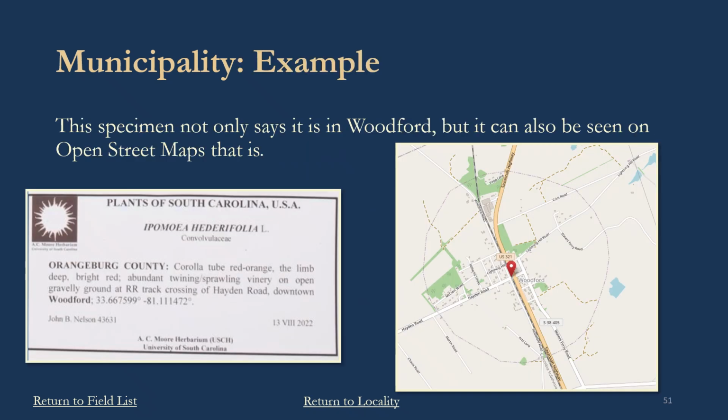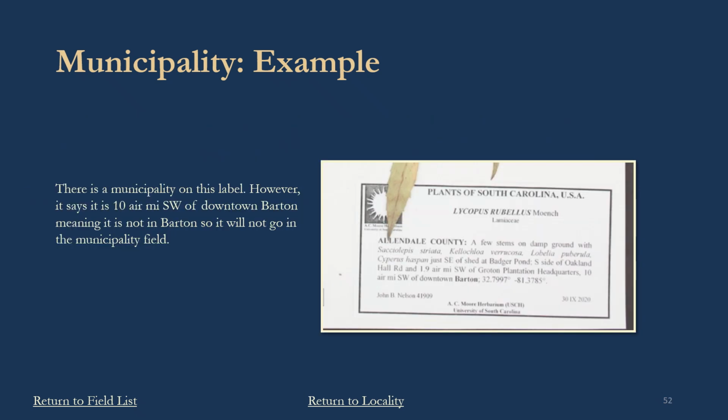Here's an example of a herbarium specimen label that mentions a city, and it is collected in that city. In this case, the municipality is Woodford. In this example, there is also a municipality on the herbarium specimen label. However, it says that it is 10 air miles southwest of downtown Barton, meaning it is not in Barton. So Barton will not go in the municipality field.